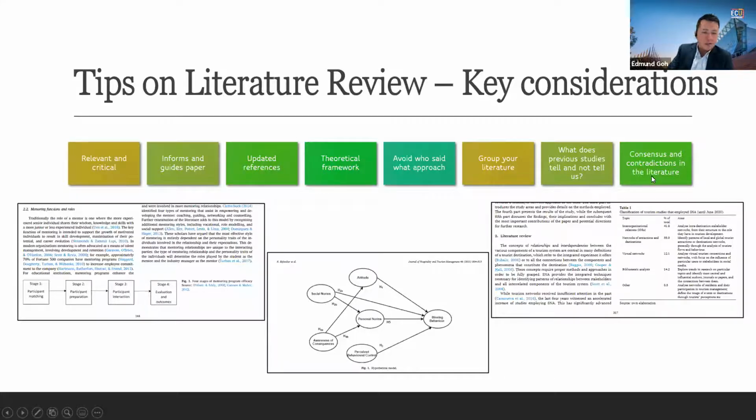Consensus and contradictions in the literature is something that I would also advise, because when you are writing for a top journal like JHTM, one of the things we look out for is what your thoughts are on the literature after conducting the review. So many times, we will see a literature review that is what we call the very vanilla type, whereby you just go through the motions of who did what, and then there's no real critical reflection of what your stance on this is.